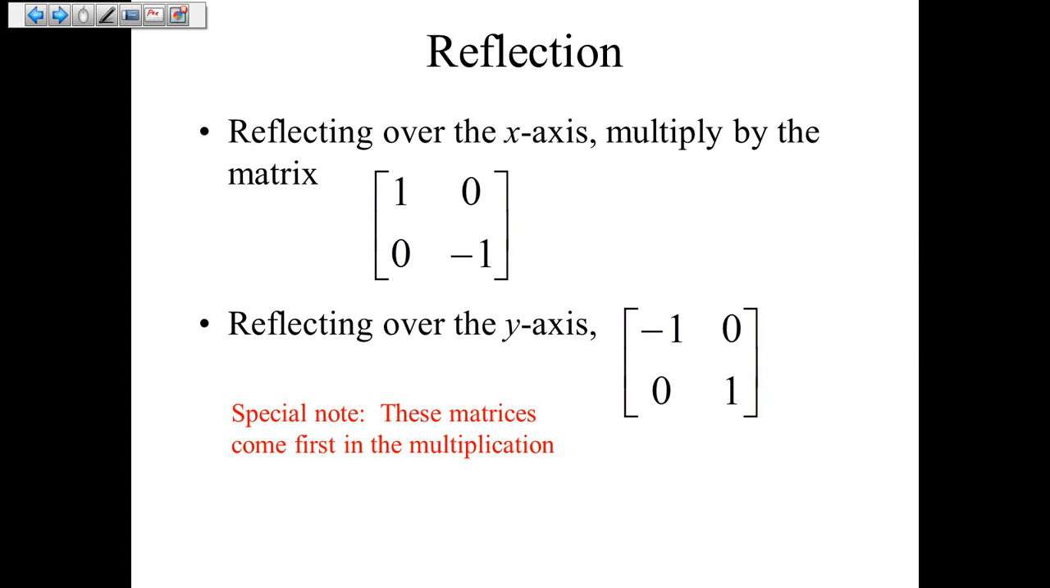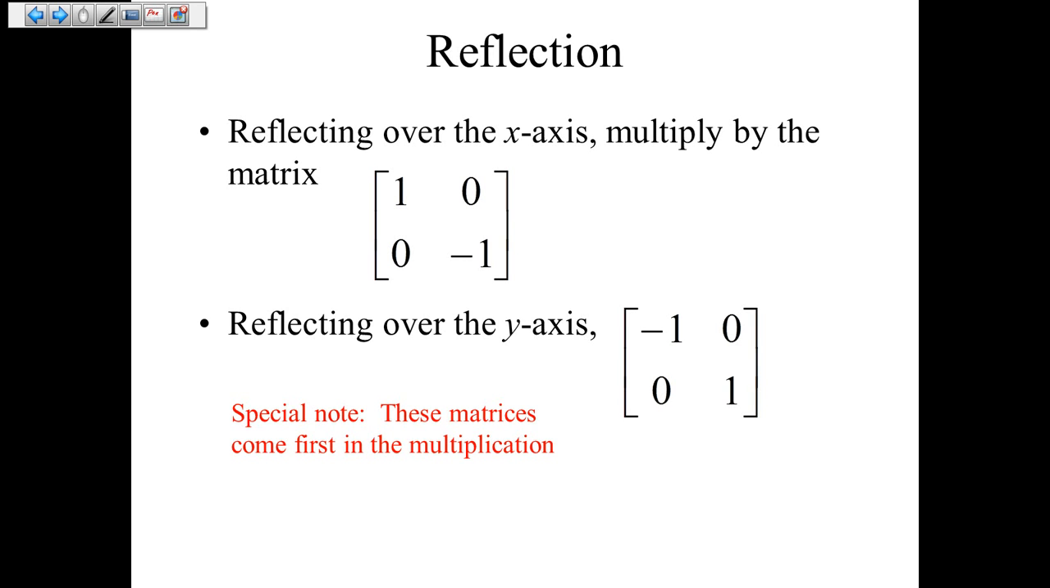We leave our x coordinates alone, and we change the sign on all of our y coordinates. So this matrix does this to our matrices that we're going to create for shapes. Reflecting over the y-axis, we use a very similar matrix, -1, 0, 0, 1. That top row is going to change the sign on all of our x coordinates. That bottom row is going to leave all of our y coordinates the same.